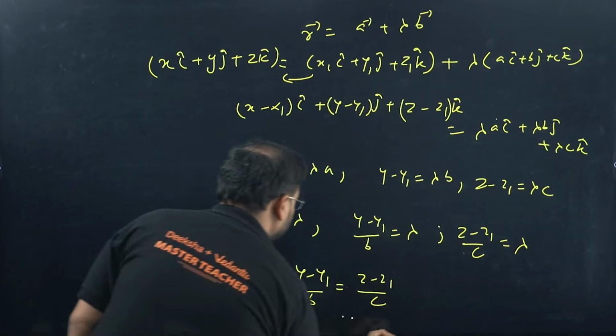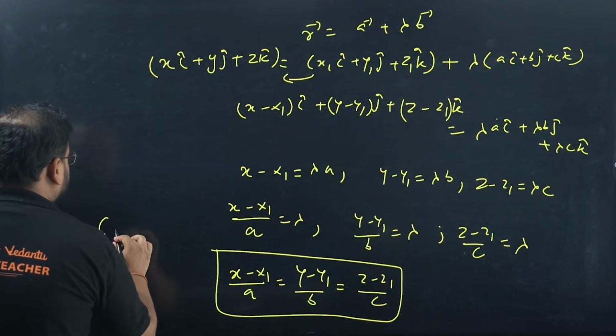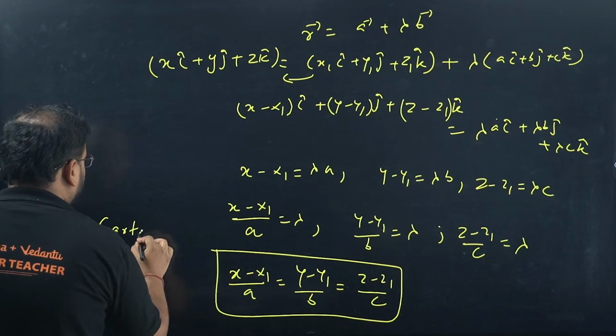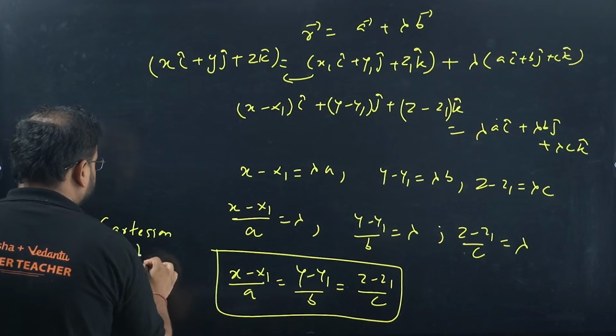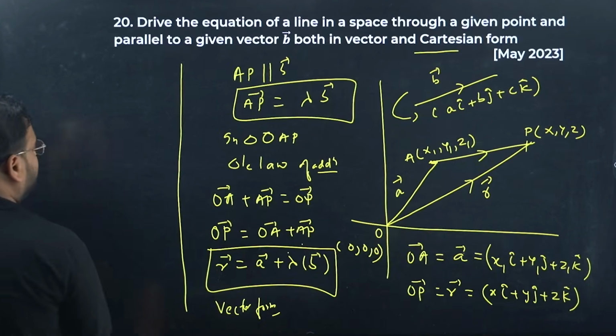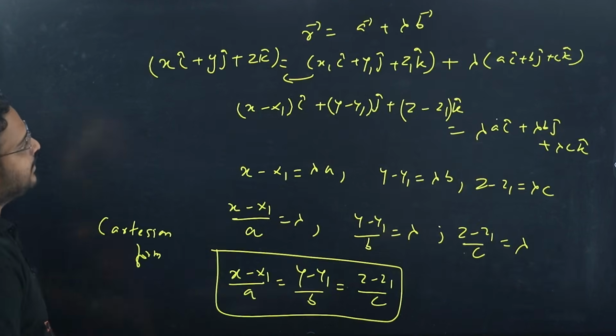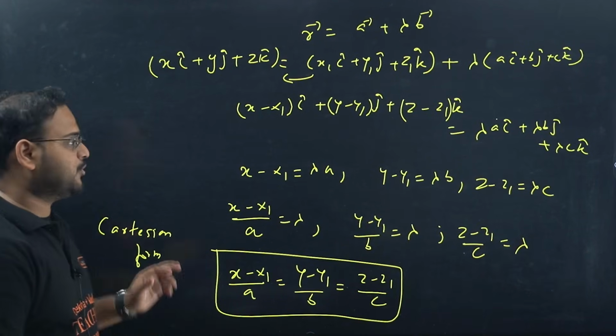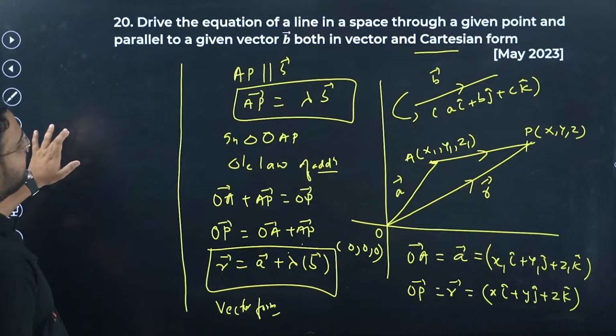Now this here is your Cartesian form. Here was the vector form, and this is the Cartesian form, one of the important questions as per your syllabus. One more time.